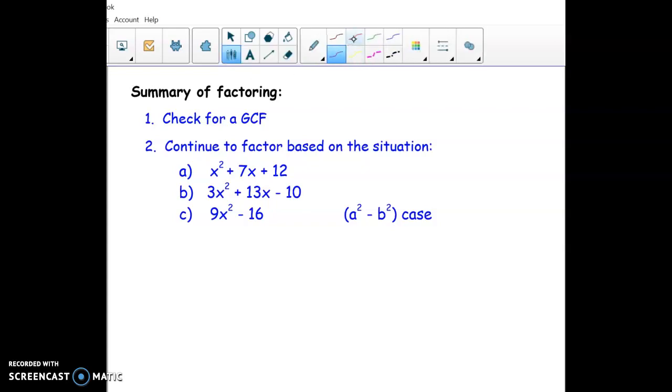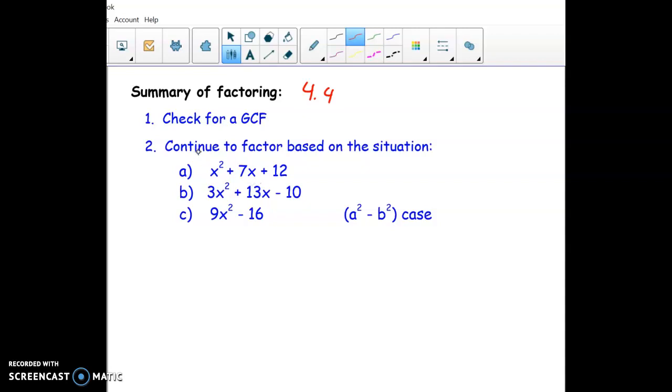All right, hello, Algebra 2 students. This video is just going to go over some summary of factoring, which was section 4.4 in the book. And I just put this up as a guide. So this is something you might want to jot down and use as you go through these questions.